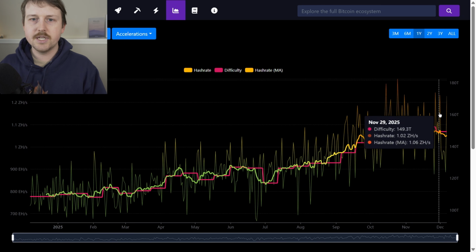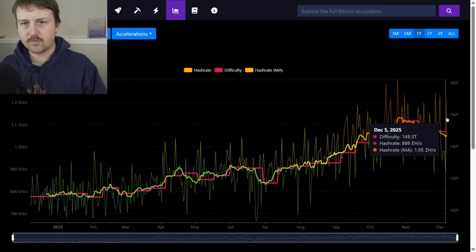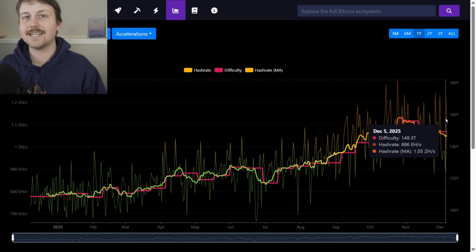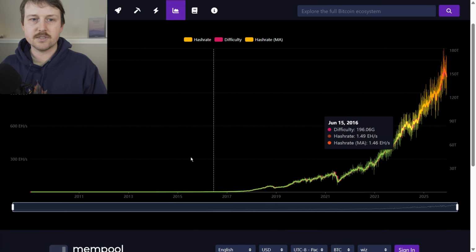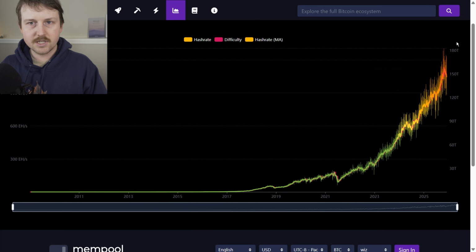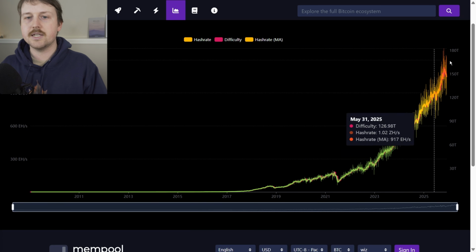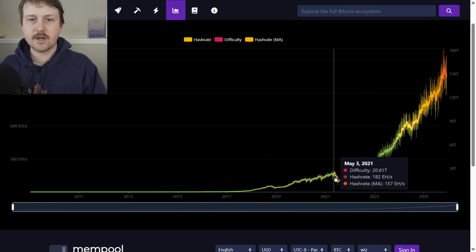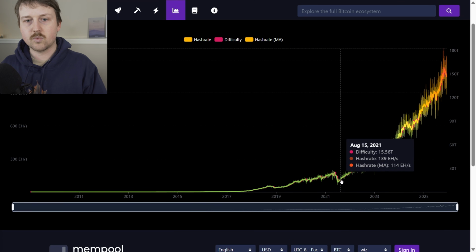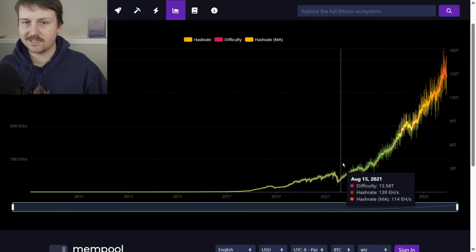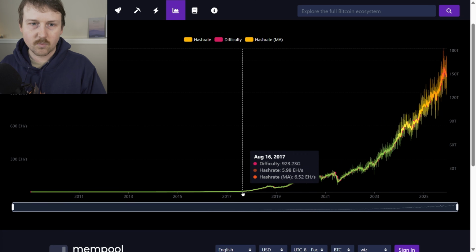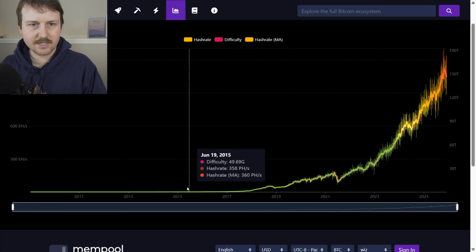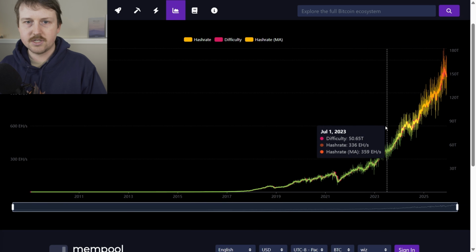Now, what's really interesting here is we are just at around 886 exahash of hash rate. And if we go all the way out, we can see this crazy parabolic rise in hash rate and electricity and compute that is going behind the Bitcoin network. This little drop here is in 2021. It was catastrophic seeming at the time, but this was the China mining ban, and obviously we have recovered and gone way, way higher.